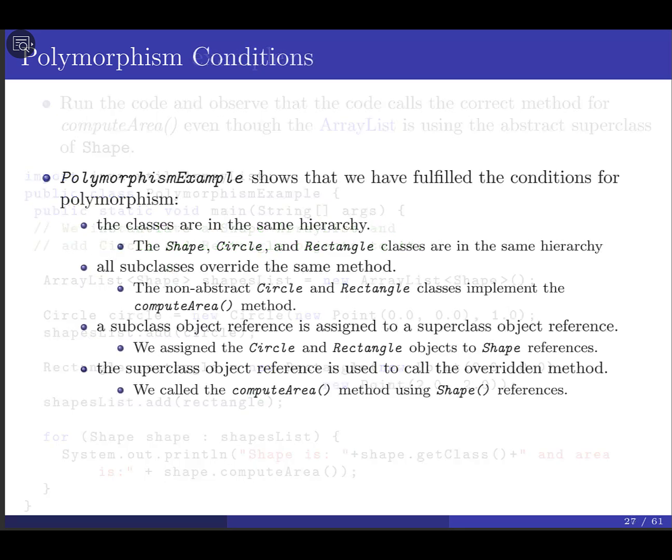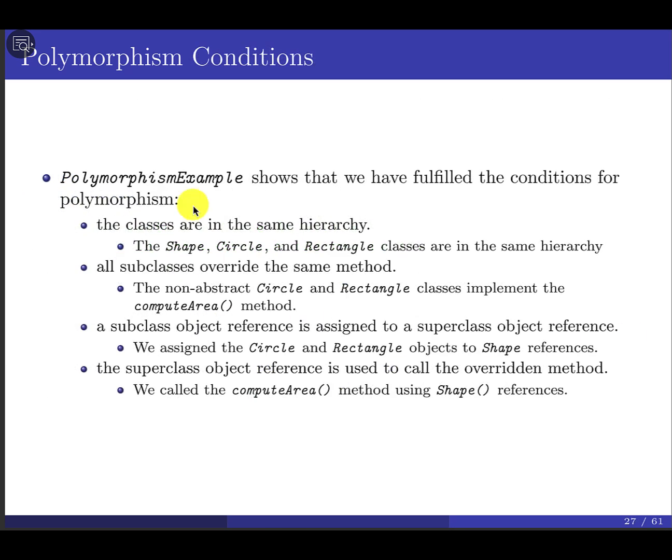So that's what we covered here. The polymorphism example that I showed satisfies the conditions that we covered. The classes are in the same hierarchy: shape, circle, rectangle. When we say same hierarchy, that means we have a superclass and subclasses, all inheriting from the same class. We don't have one class or subclass that belongs to a different hierarchy. For example, a bank account doesn't belong to this hierarchy, so I cannot use it here.